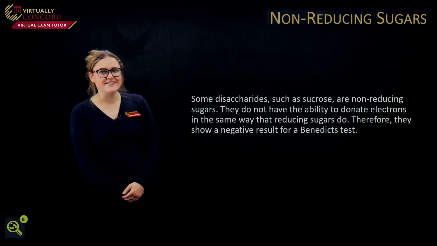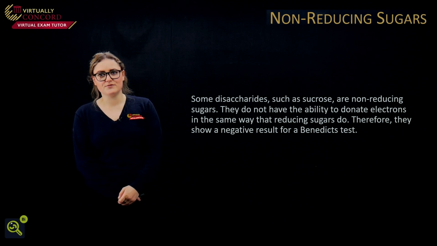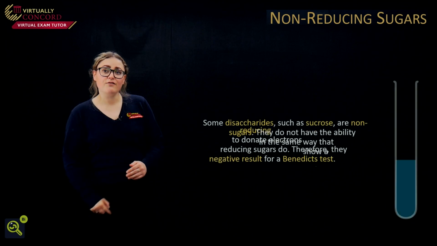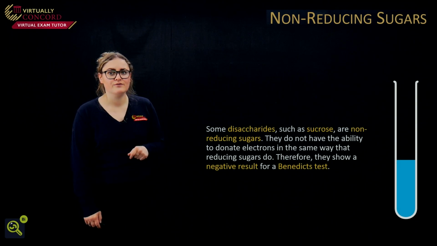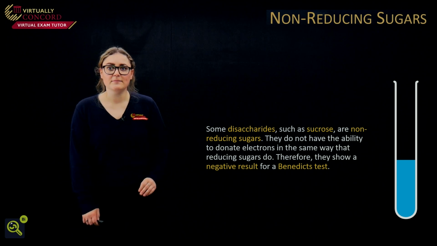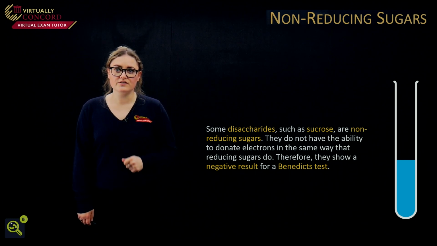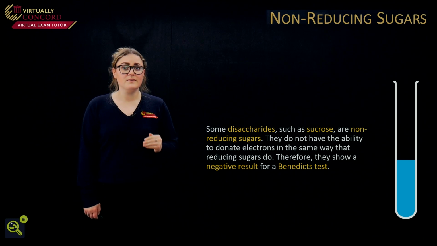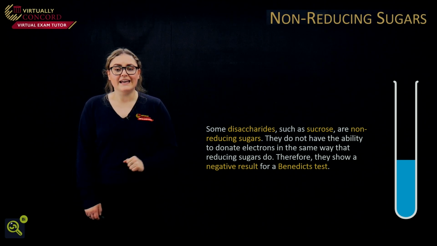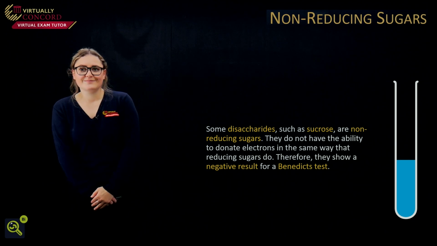Some disaccharides, such as sucrose, are non-reducing sugars. So this means they're unable to donate electrons in the same way that reducing sugars do. Therefore, there would be a negative result for a Benedict's test. That's where that Benedict's solution stays that lovely blue colour. There is a test that you can do for non-reducing sugars that still involves the Benedict's test, but you first have to hydrolyse your disaccharides back into their monosaccharides. So let's go over to the lab and take a look.